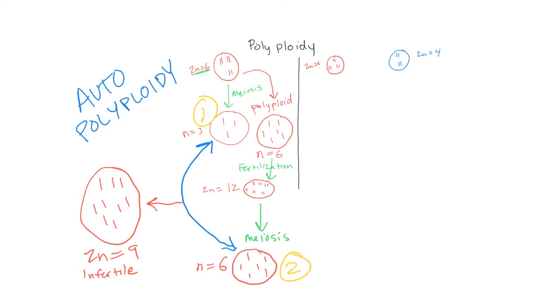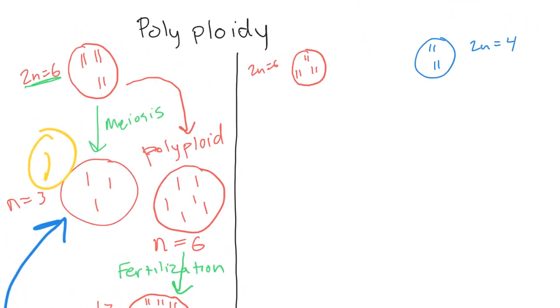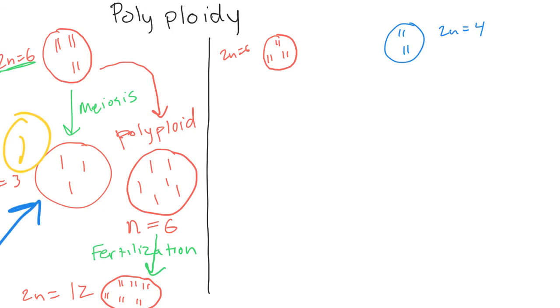Okay, so let's go to this other side now. So 2n equals 6, 2n equals 4. These are what type of cells? Are they somatic cells or gametes? Yeah, these are somatic cells, because they're diploid. Okay, so they'll go through meiosis, though.